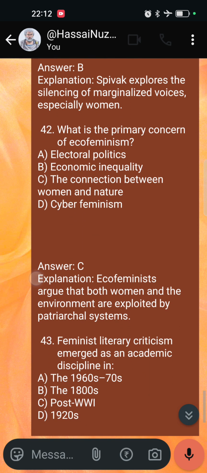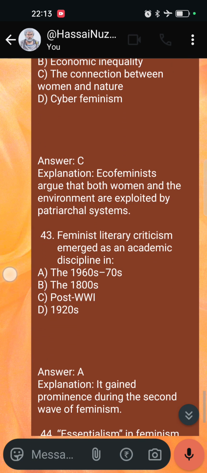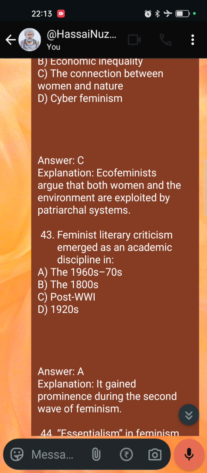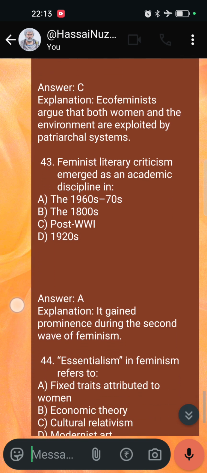43rd question. Feminist literary criticism emerged as an academic discipline in. Answer A. The 1960s to 70s. It gained prominence during the second wave of feminism.